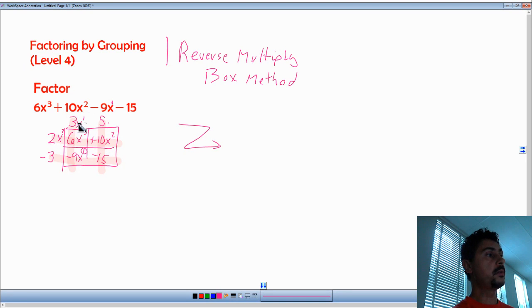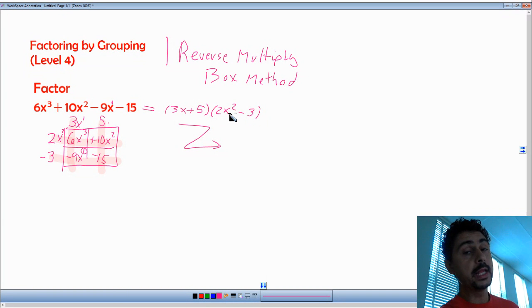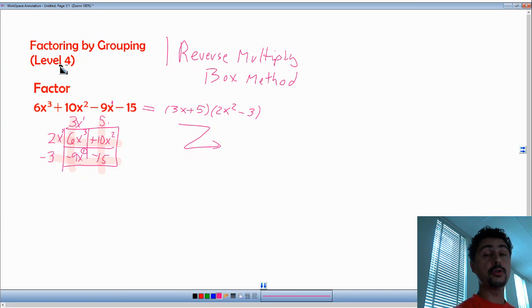That means we have our factors of the reverse multiply box. And basically, you can say that this equals 3x plus 5 times 2x squared minus 3. Now, for now, we consider this factored in the integers. You're not going to be able to break this 2x squared minus 3 down, but it is factorable in the reals, and I did tell you about level 4, so I'm going to show you how to go further.